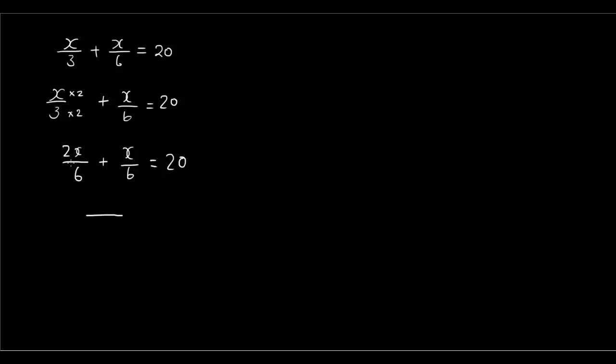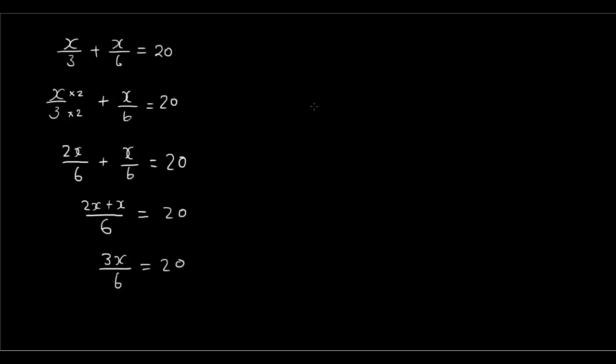And you know that when the denominators are equal, you can combine the fractions. So 2x over 6 plus x over 6 becomes, so we merge them into one fraction, and the numbers at the top, the numerators, we just add them together, right, because there's a plus here, equals 20. Now take note that you can only merge fractions like this when it's adding or subtracting. Okay, now 2x plus x is 3x over 6 equals 20.